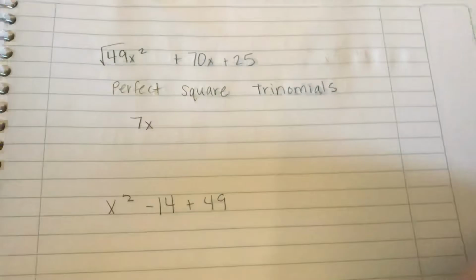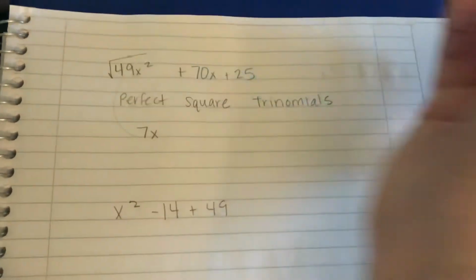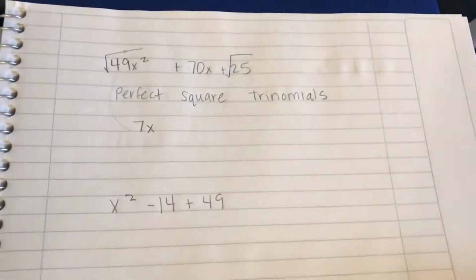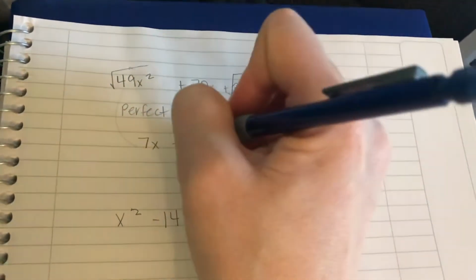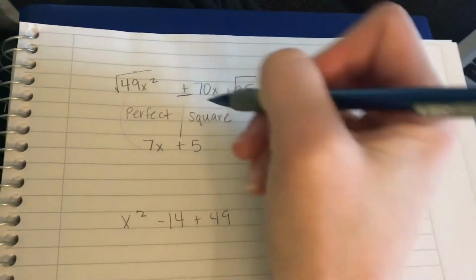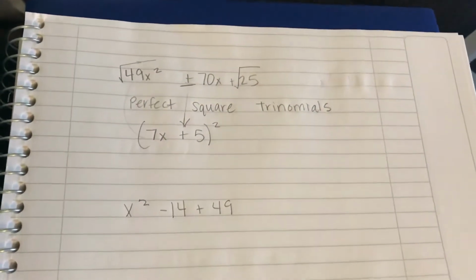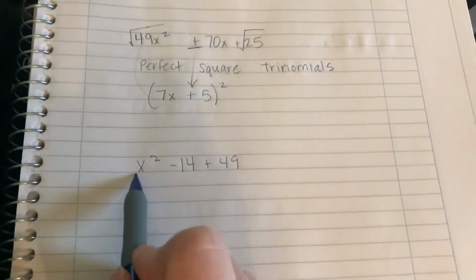So we're going to take the square root of the first term, so 49x squared is 7x. Take the square root of the last term, square root of 25 is 5. It gets a plus sign because the number in the middle has a plus sign. Then we just throw on our little square and we're done.